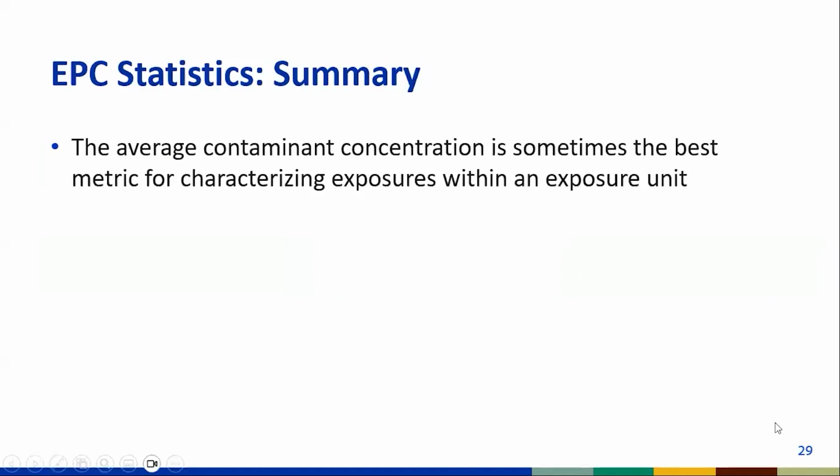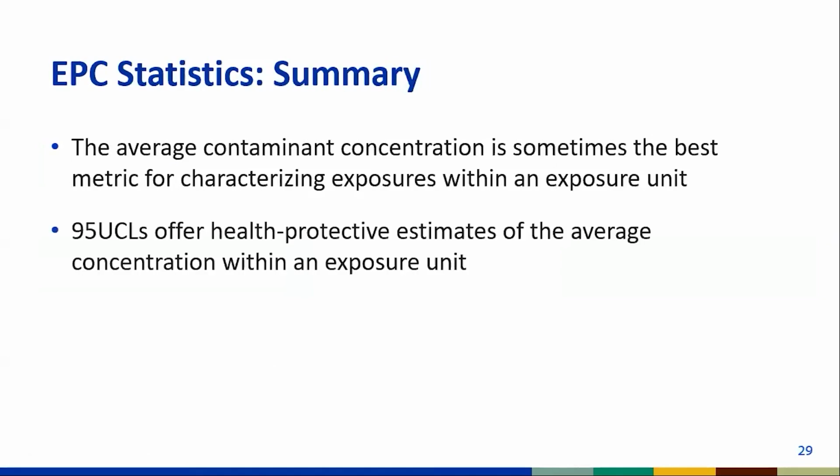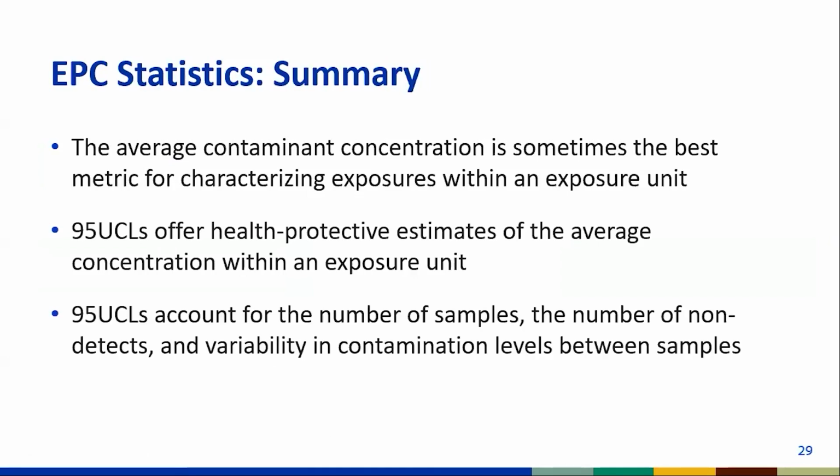In summary, average contaminant concentrations are often the best metric for characterizing exposures within an exposure unit. However, true average concentrations are never known. 95 UCLs offer a health protective estimate of average concentrations within an exposure unit, essentially providing an upper bound estimate of the true average. And 95 UCLs account for the number of samples, the number of non-detects, and the variability in contaminant concentrations observed in a set of sampling results.